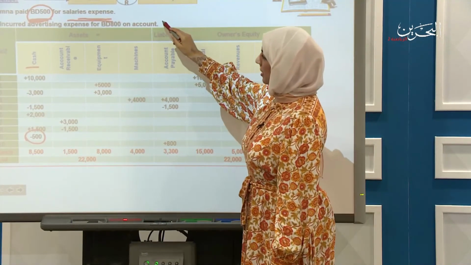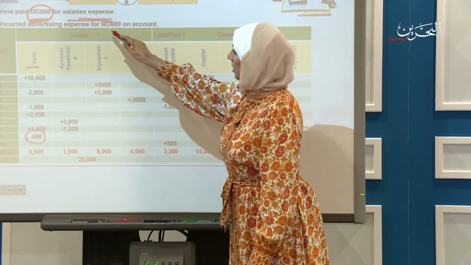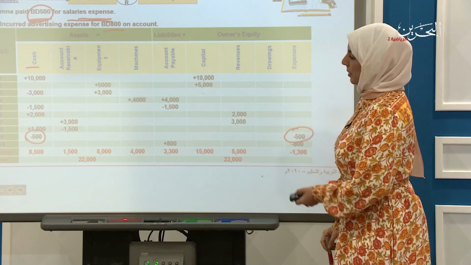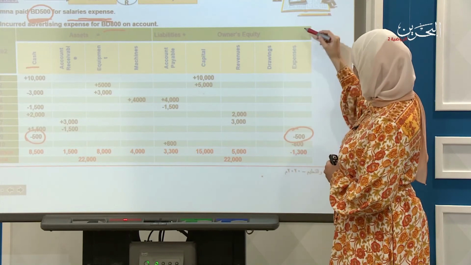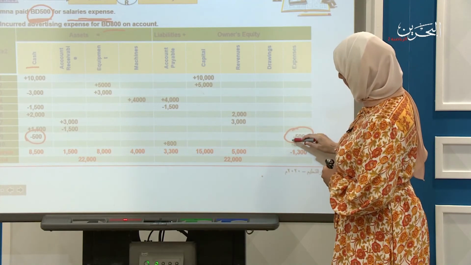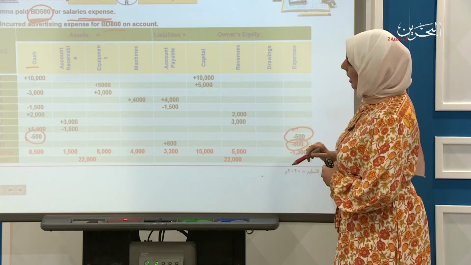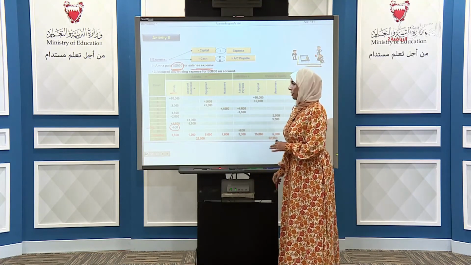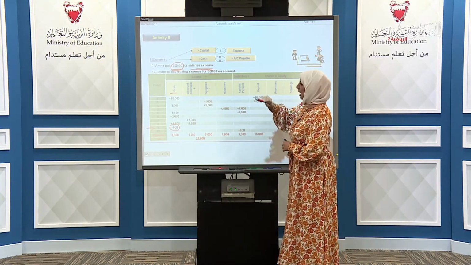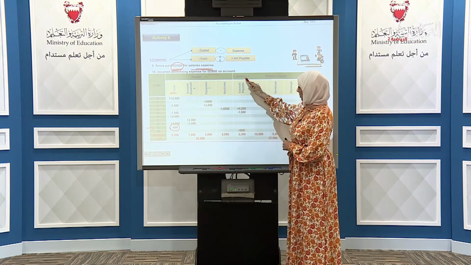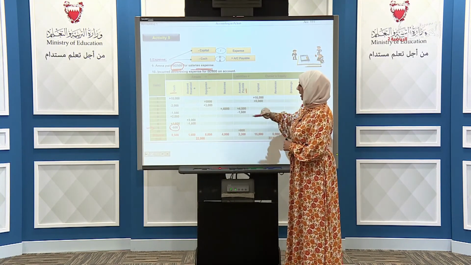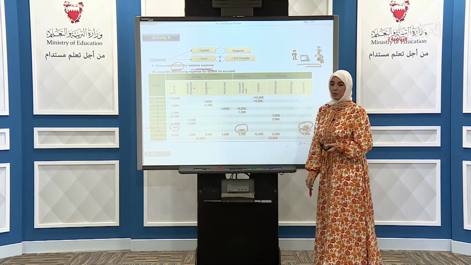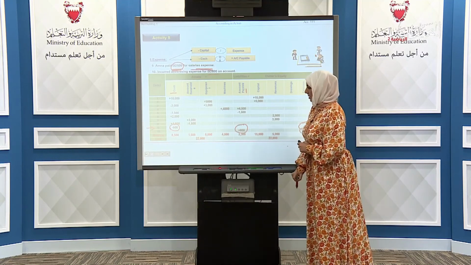Then, incurred advertising expense for 800 on account. If I incurred this expense, coming to the expense section, I will decrease it by 800. Did I pay this expense? I didn't pay it yet. So, it is a liability for my company. I will come to the liability section under the account payable and I will increase it by 800 because I didn't pay this expense yet.